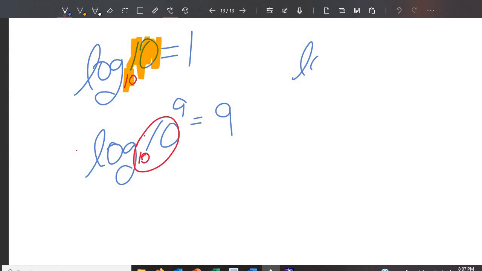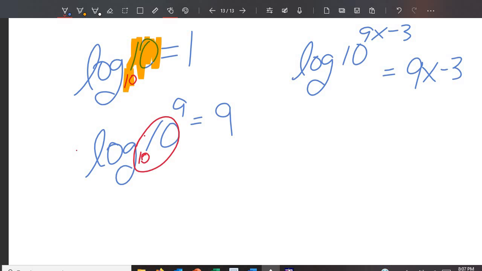So if I had log of 10 to the 9x minus 3 power, the answer turns out to just be 9x minus 3, since that is a common log. Log of 1. Now, go back to what I said earlier. Regardless of your base, if there's a 1 right here, it is equal to 0.